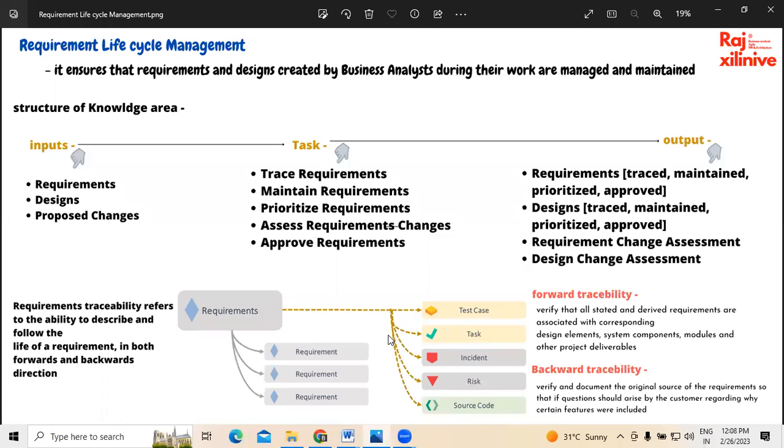One is for the business people, one is for the development team, one is for the testing team. Because what the developer has developed and what the tester has tested, both should have a connect. Both should have a connect. So for that, generally there are two cases. One is use case, second is test case.